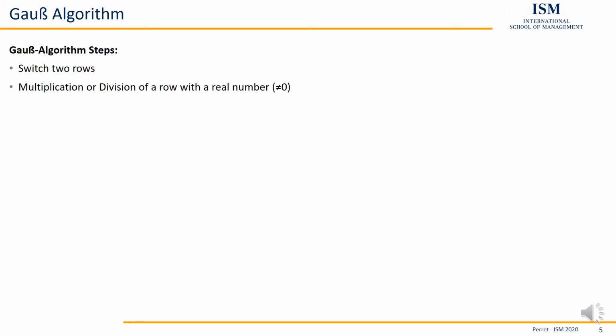So we have 3 possible steps we can take. First off, we can switch two rows. Second, we can multiply or divide any row with any real number except for 0. And we can add or subtract a row to or from another row. And if we take the second and the third together, it means we can add or subtract the multiple of one row from or to another row.